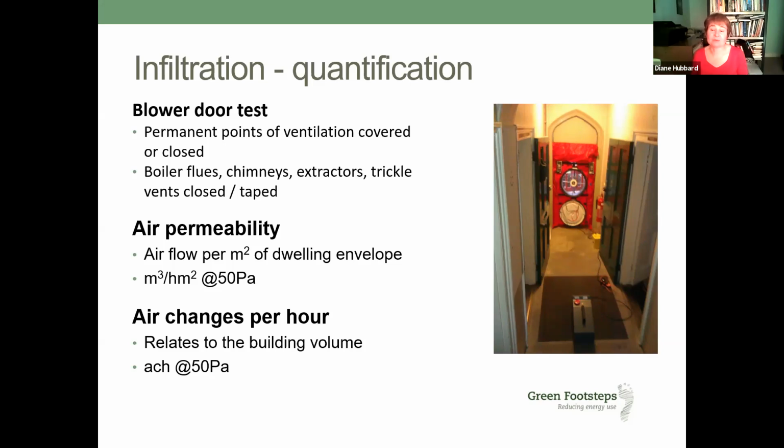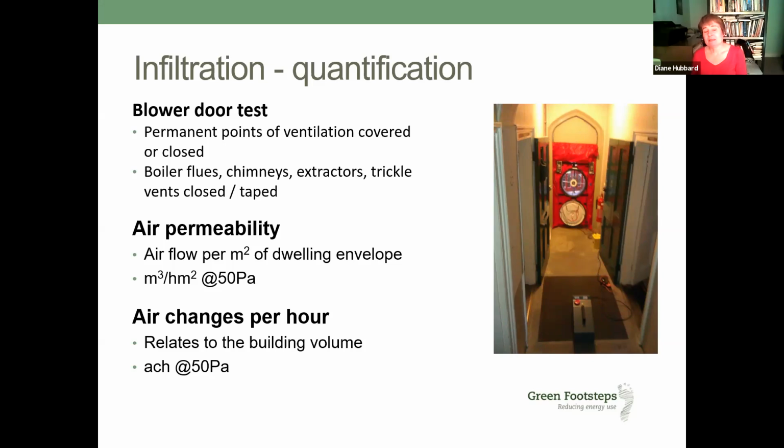The windows themselves were secondary glazed behind it. You can use the test to explore different things, but the underlying test is for the fabric alone, with these points excluded. So there's two measures for air tightness that are used. Air permeability is the most common one that's used in the UK. And air changes per hour is also referred to. So just talking a little bit about what they mean.